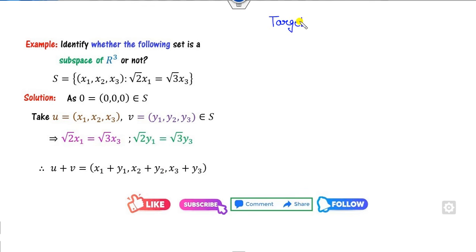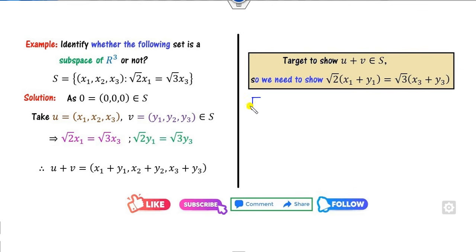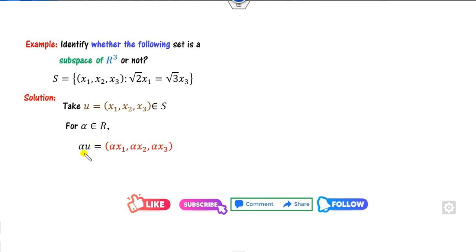What is your target? Your target is to prove this number. So for this, you need to prove root 2 times x1 of u plus v, that is root 2 times (x1 plus y1), is root 3 times (x3 plus y3). This is your target. So again, very simple, I can start from the left hand side. Fine. I can open this bracket. I can substitute the value of root 2 x1 and root 2 y1, and you can see it is satisfied.